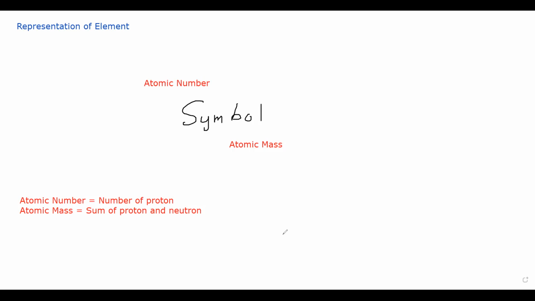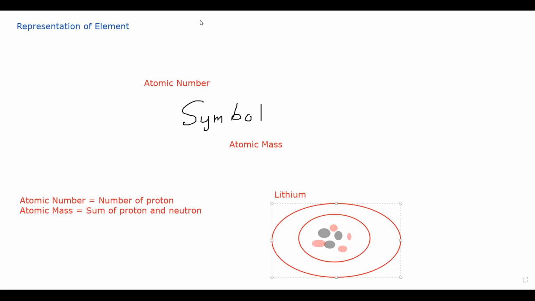For example, we have an element, say lithium. The structure of lithium is given: inside the nucleus it has 3 protons and 4 neutrons, and around the nucleus there are electrons moving in a region which we call a shell. So there are 3 protons and 4 neutrons.